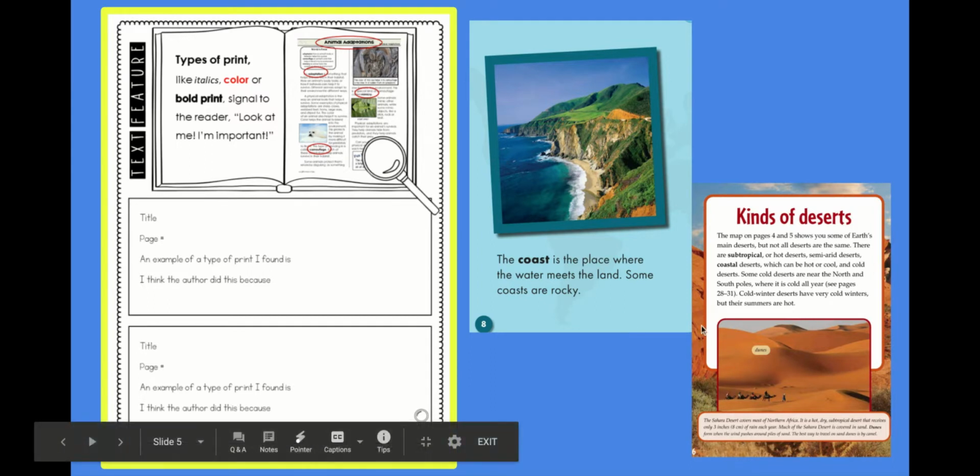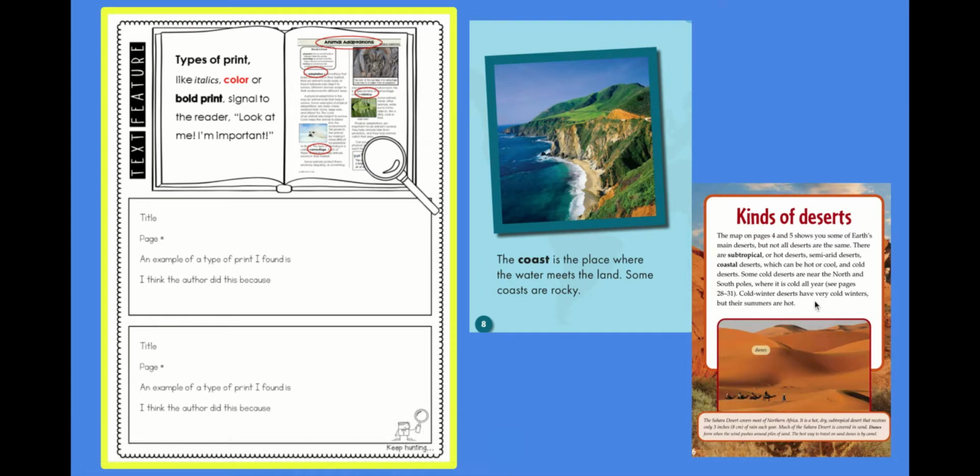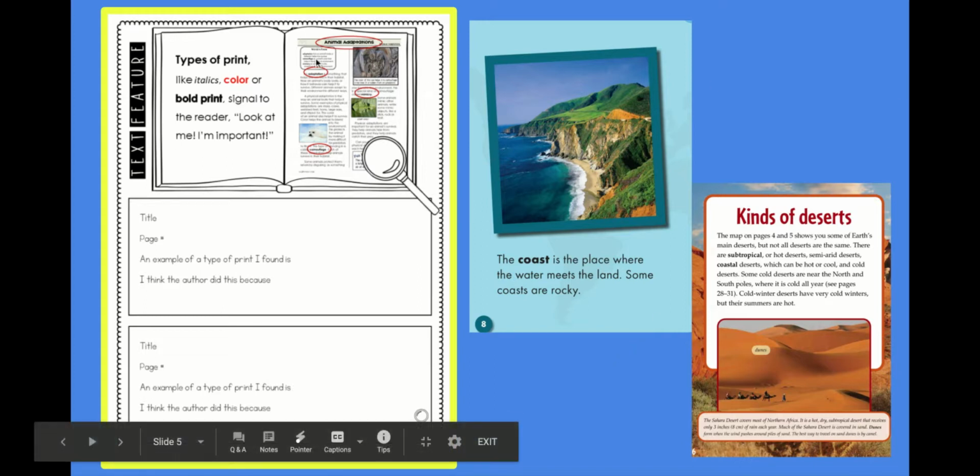I also found some bold print in my desert book. So I would write down my desert book title here, page 6 down here. An example of print that I found was bold print again. I think that the author did this because it wanted me to understand that not all deserts are the same. There are some that are subtropical, which are hot, but then there are also some that are coastal, which are cold, which is actually really fascinating because before I read that, I only thought deserts were hot. That's why it's important to pay attention to bold print.